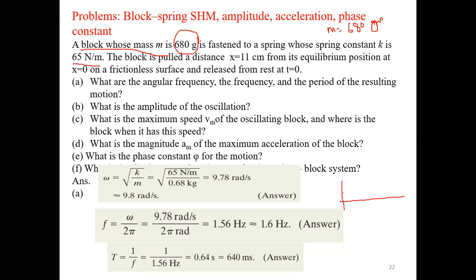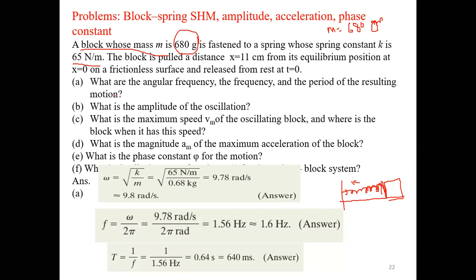So that's the base, and you have a spring, and a particle of mass m is there. Its mass is given, and the spring constant is given. You pull it 11 centimeter maximum distance from its equilibrium position on a frictionless surface, and release it from rest. If you stretch it 11 centimeter, the maximum amplitude of the simple harmonic motion will also be 11 centimeter.